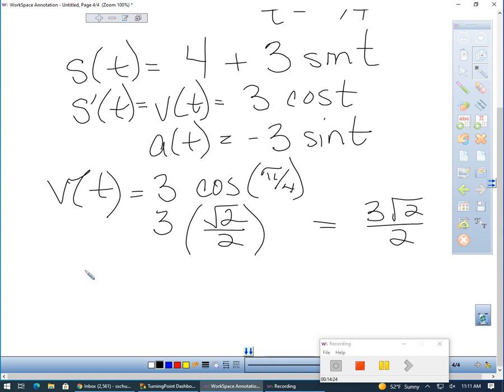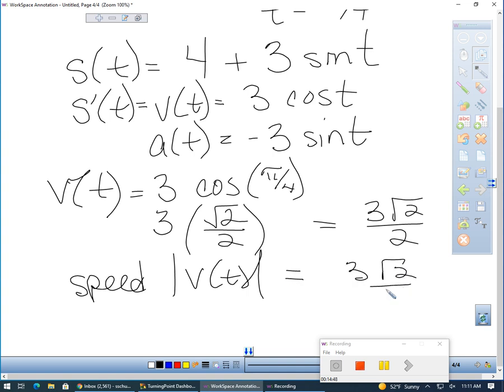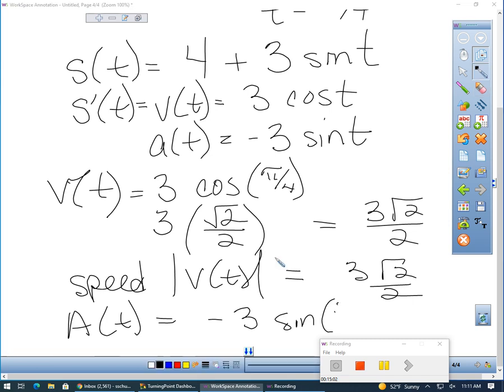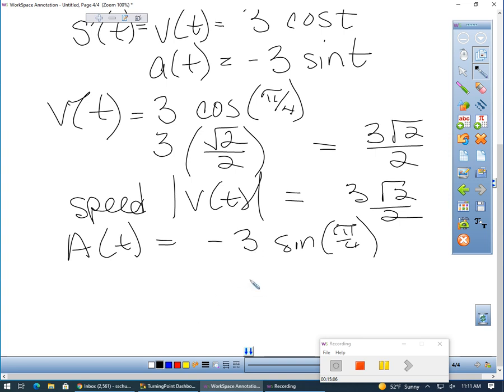If we were doing speed, that is the absolute value of v of t, so it's also 3 square root 2 over 2. And then I need acceleration. A of t equals negative 3 sine at pi over 4. So it's negative 3 square root 2 over 2. That's it.